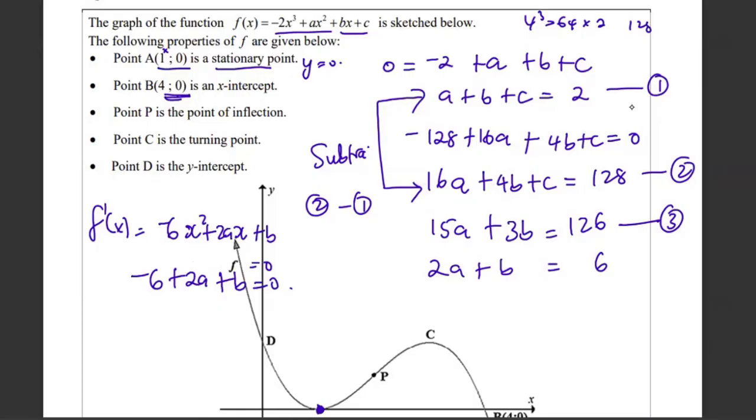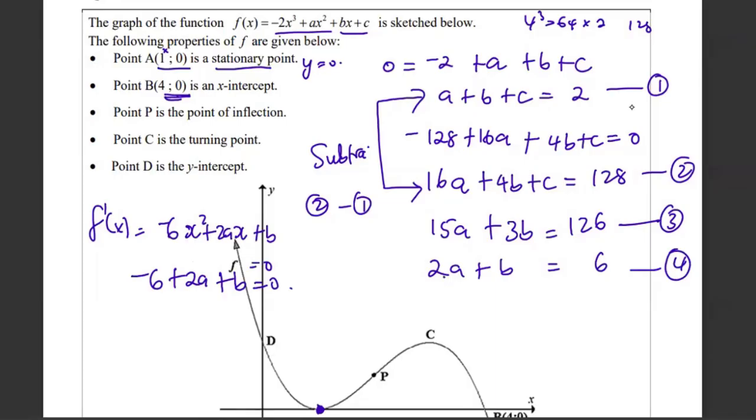Because we've substituted almost everything. So the other point that I'm seeing is 2a plus b is equal to 6. I can make b the subject, or I can just solve these two simultaneously.